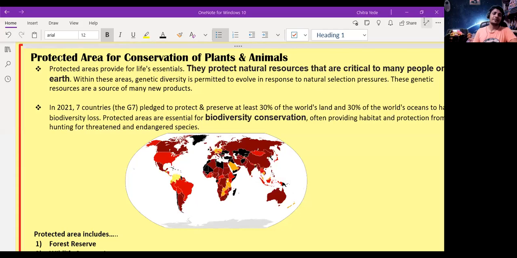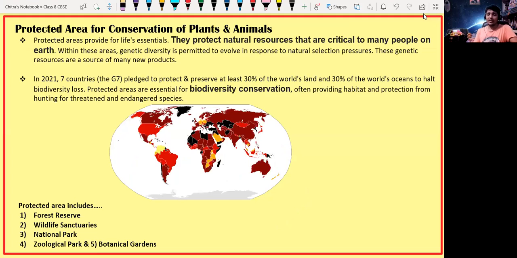So today we are going to understand the reserve areas provided by the government in order to protect biodiversity. Let me share the screen so you can see the content we have made for you. Here we have the content that we have to discuss today about the protected area for the conservation of plant and animal.